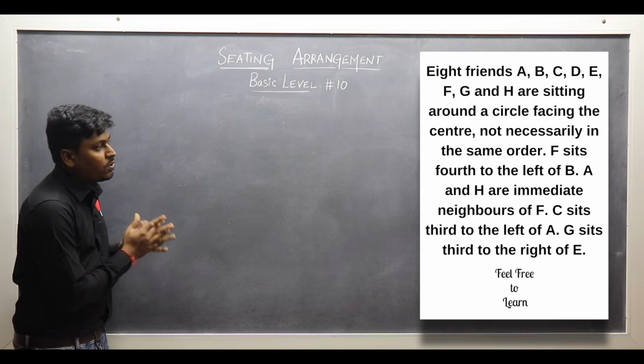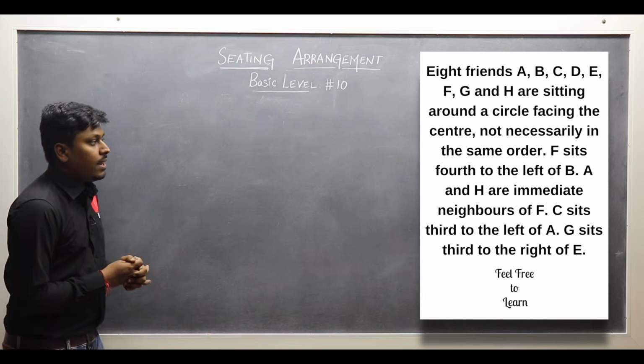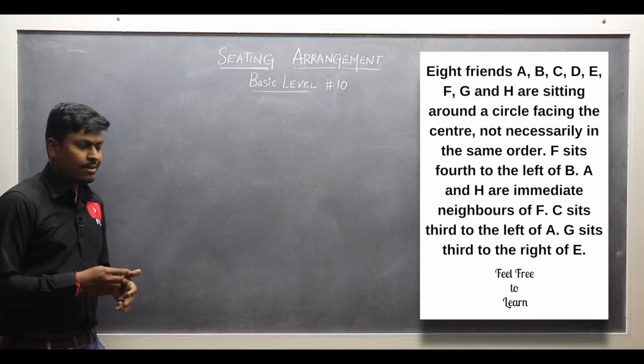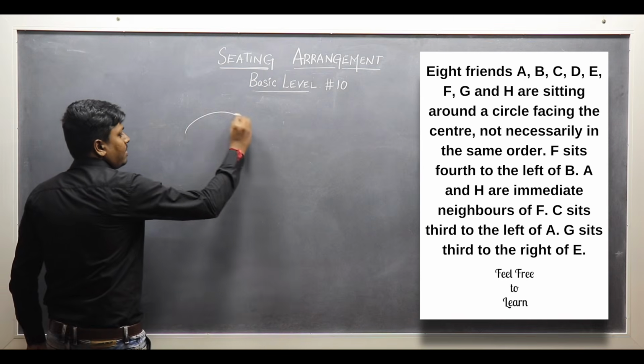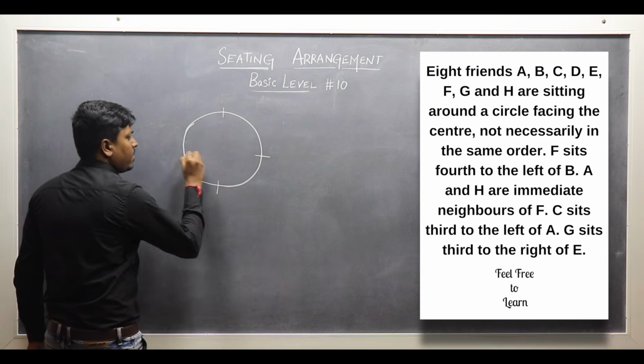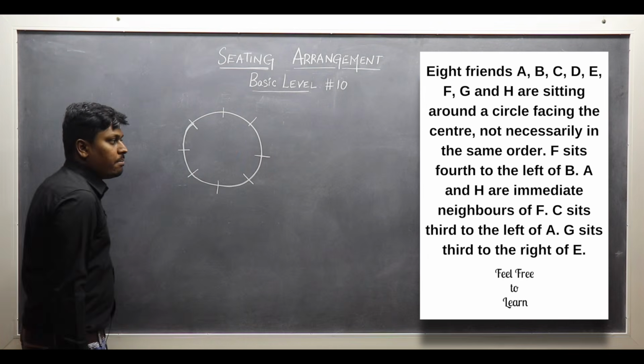So now let me move on to the basic level arrangement number 10. 8 friends A to H are sitting around a circle and all of them are facing the center. So it's a direct question because all the 8 persons are sitting in a circle and also all the 8 persons are facing the center. Got it?